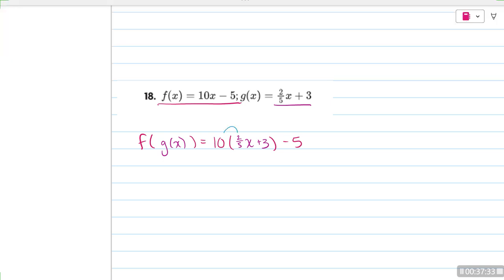Okay, so let's distribute. So 10 times 2/5. I like to do 10 divided by 5 first. So that gives me 2, and then 2 times 2 is 4x. You could also do 10 times 2 is 20, and 20 divided by 5 is 4. All right, and then 3 times 10 gives us 30. So we end up with f of g of x equals 4x plus 25. So we see that they are not inverses.